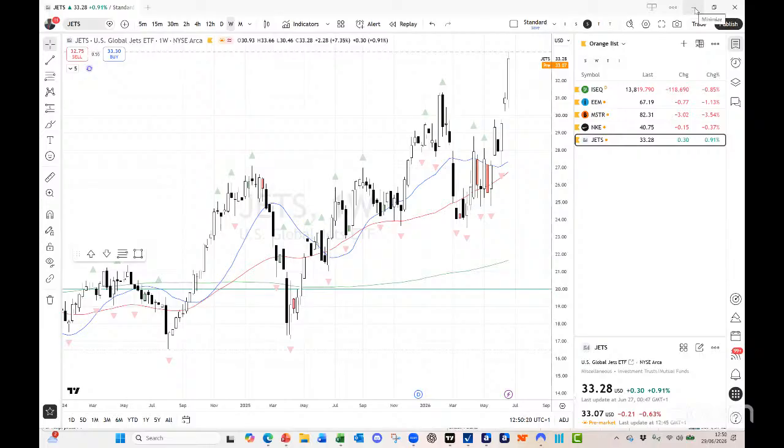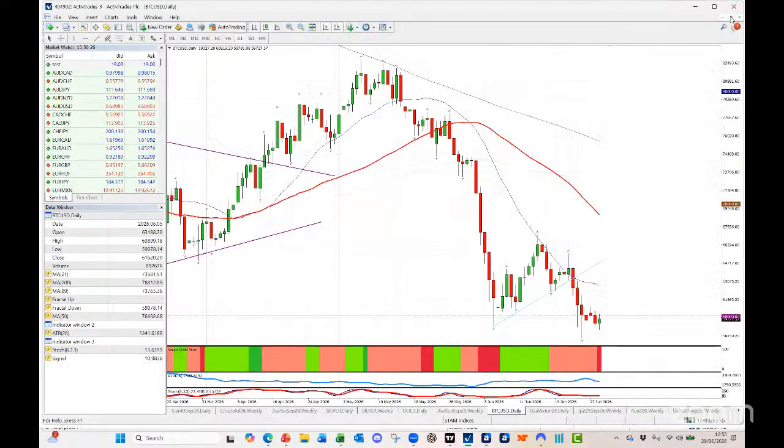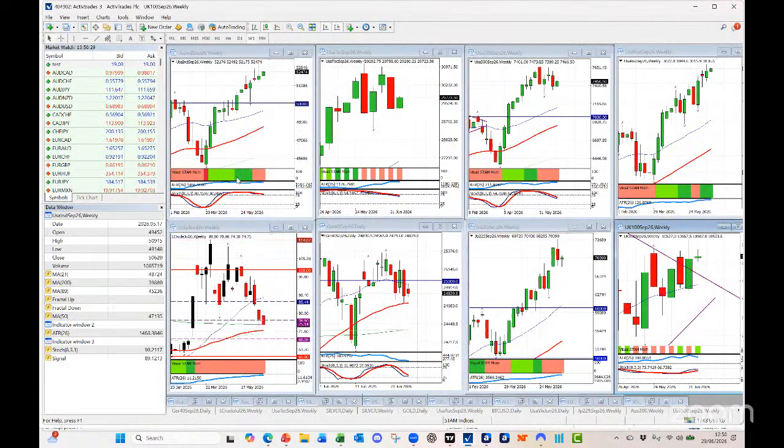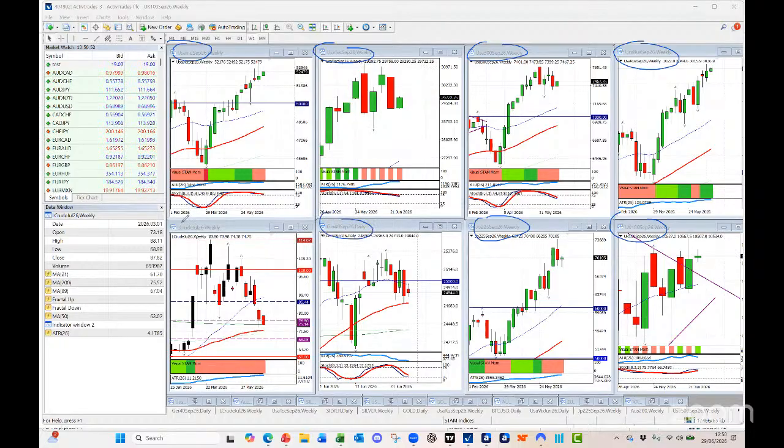Let us have a look at the live markets now, shall we? Let's bring those up and see what we've got here. This is just one of my indices profiles. So what have I got here? We've got the Dow on the weekly, NASDAQ on the weekly, S&P 500 on the weekly, Russell on the weekly, FTSE on the weekly, Nikkei on the weekly, DAX, and then oil. I might just need to update that.